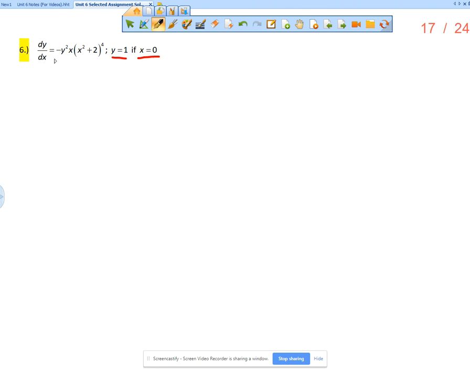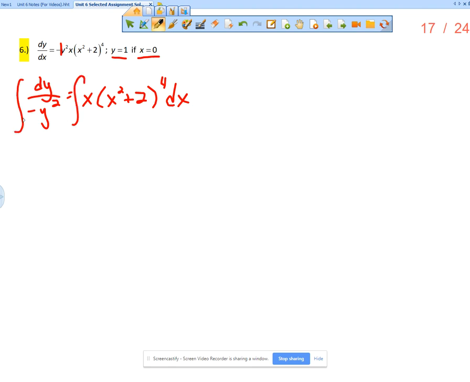So I'm going to multiply by dx. And then I need to bring the y squared over. Now, I can bring the negative y squared over, or I can leave the negative on the right side because the negative is just like a negative 1. It's just the coefficient of this thing, so it doesn't actually have to come with y squared. But let's bring it over anyway. So I have dy over negative y squared equals x times quantity x squared plus 2 to the fourth, times dx. So I have the variables separated, so now I can integrate.